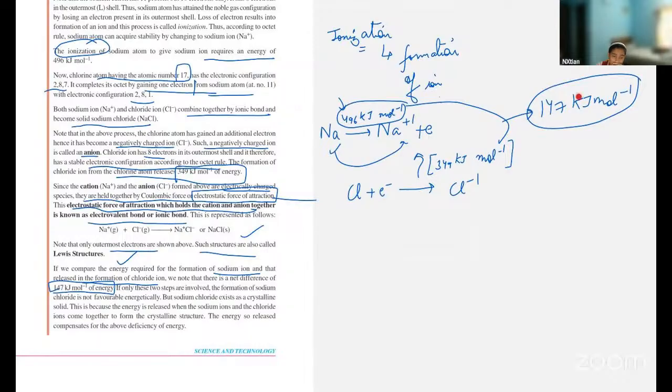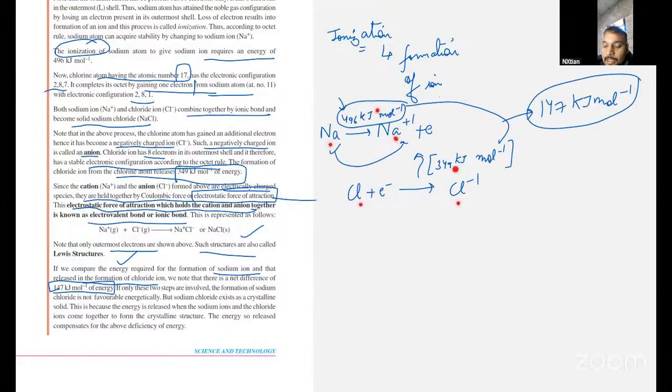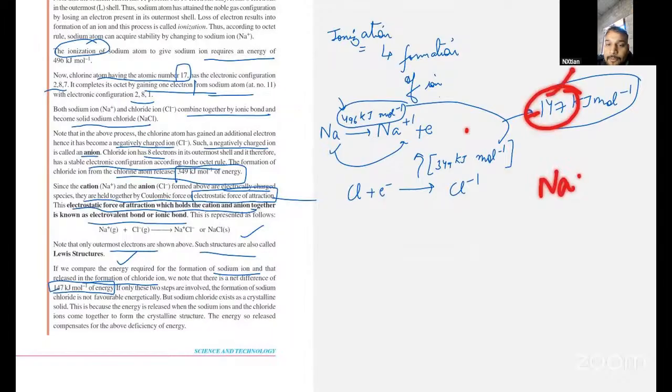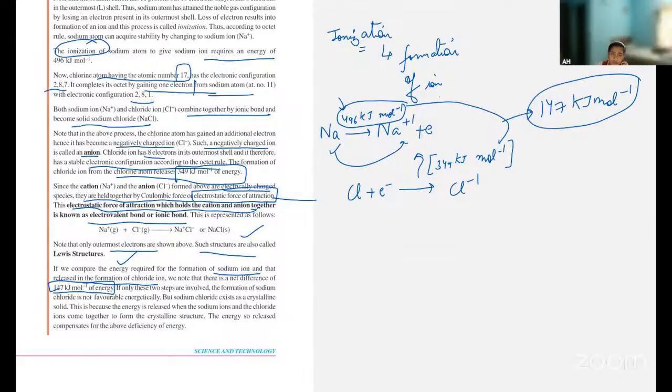They need energy because the formation of Na into Na plus ions takes more energy as compared to the chloride ion. You can check the energy difference: here it is 496, here it is 349. So the difference is minus 147. Why minus and not plus? Because they need energy. Minus represents that they need energy to combine, and this is plus. So the answer will be minus 147 because they need energy.